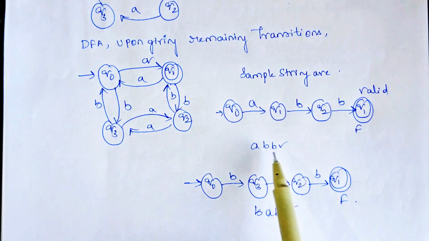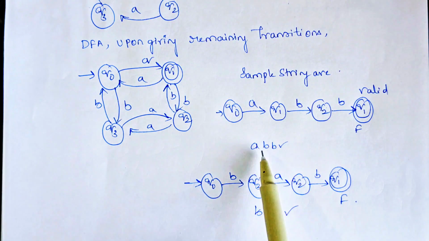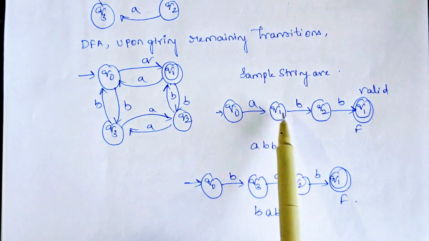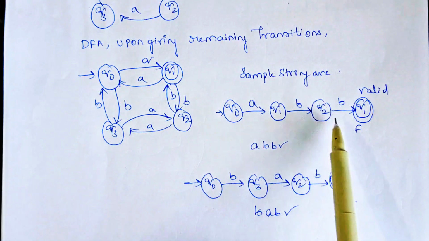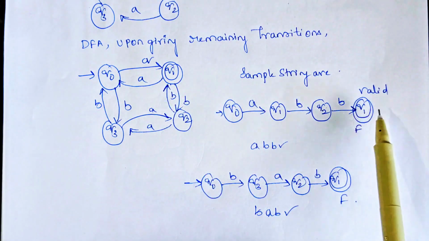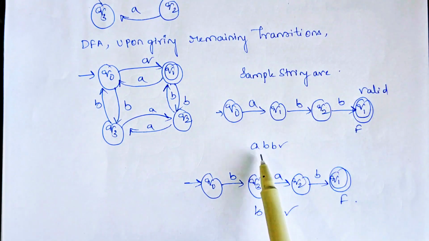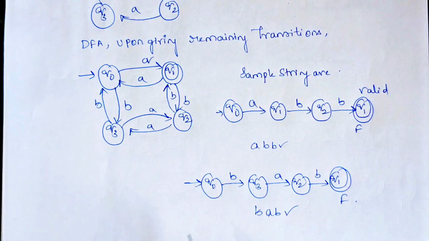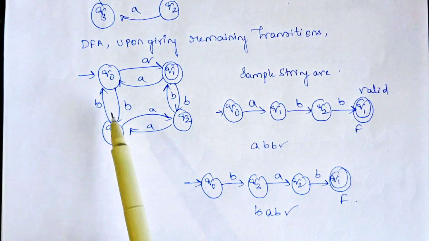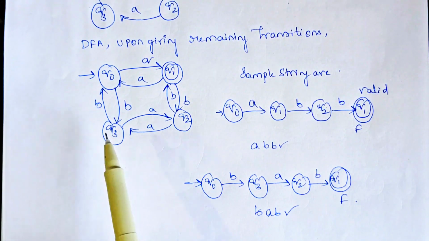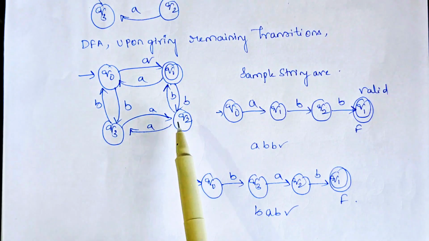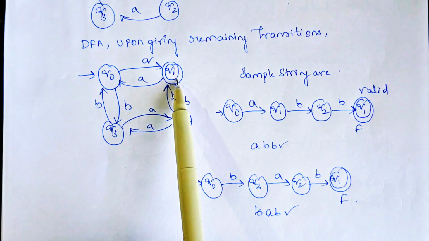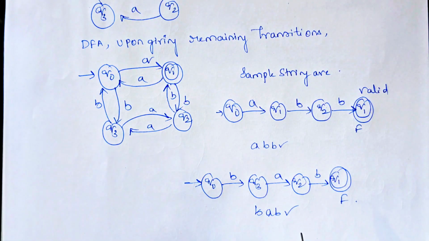Observe the sample strings. The strings we have taken are ABB and BAB. For this string ABB, Q0 upon reading A is moving to Q1. Q1 on reading B is moving to Q2. Q2 on reading B is moving to Q1 which is a final state. Since the string ABB is accepted through the final state, we can say the string is valid. Next is BAB. Q0 on B is moving to Q3. Q3 on reading A is moving to Q2. Q2 upon reading B is reaching a state Q1 which is a final state. Thus the string BAB is also a valid string.